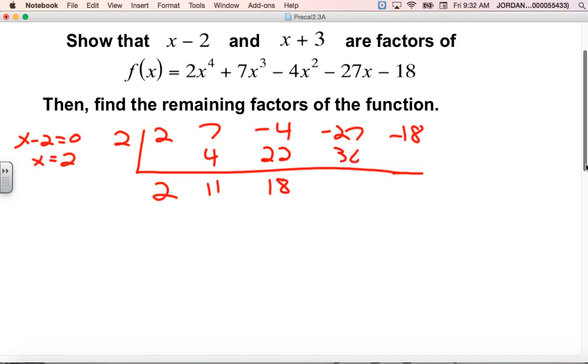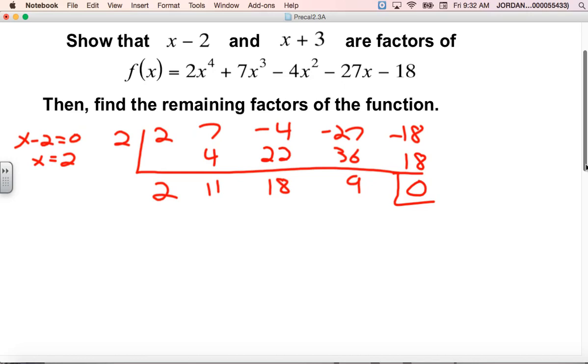18 times 2 is 36. 36 and negative 27 is 9. 9 times 2 is 18. And 18 minus 18 is 0. We get a remainder of 0, which is what we would expect, okay? Because it tells us that x minus 2 and x plus 3 are factors. Because they're factors, we know the remainder should be 0.